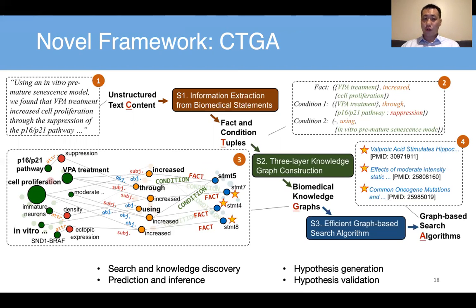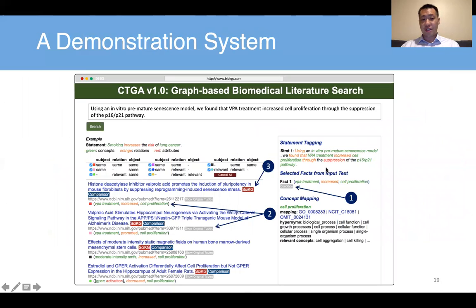So from unstructured text content to these fact condition tuples using those kinds of models. And then based on the tuples, you can build a 3-layer knowledge graph, and then use graph-based algorithms to find the semantically or even knowledge-level relevant publications for a user's query. Based on that, we can do search, prediction, and hypothesis generation and validation. And we built a demonstration system called CTGA, and it's published in BIBM last year.